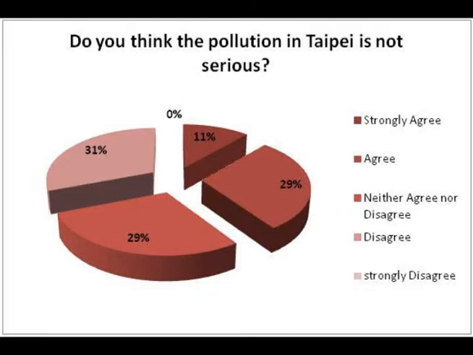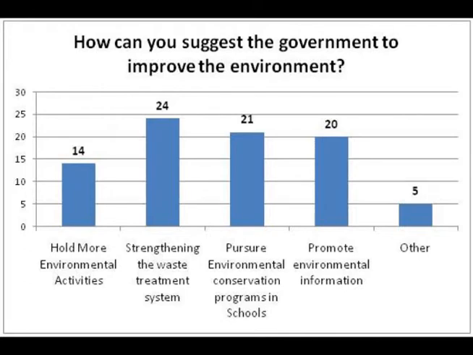And as we see, although Taipei is a clean city, the pollution problem was the most serious in Taiwan. And we go down to improvements for Taiwan. How would you suggest the government improve the environment of Taiwan? Most of them answered strengthening the waste treatment system. And we think that strengthening the waste treatment system is the most concerning as well, because the waste problem is the most concerning and needed in Taiwan.